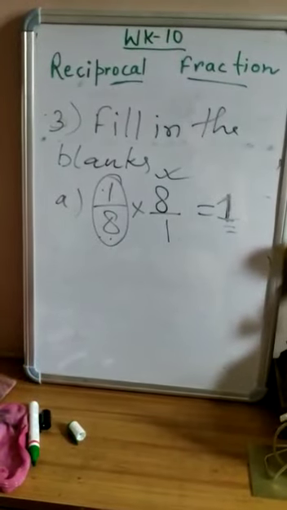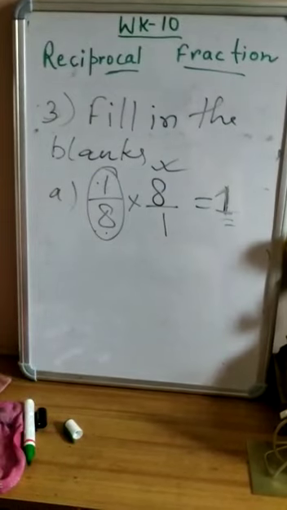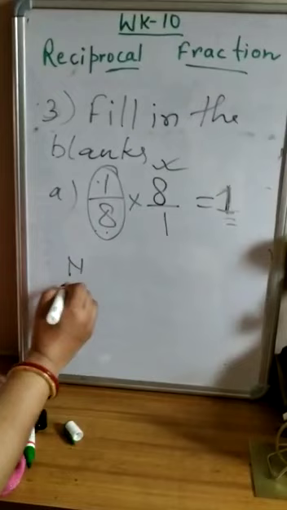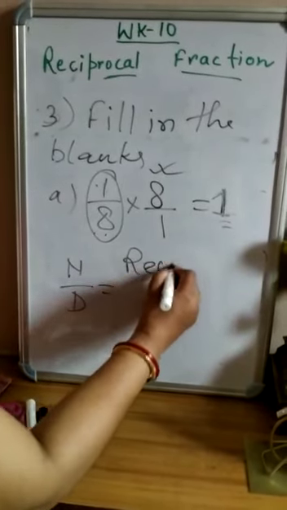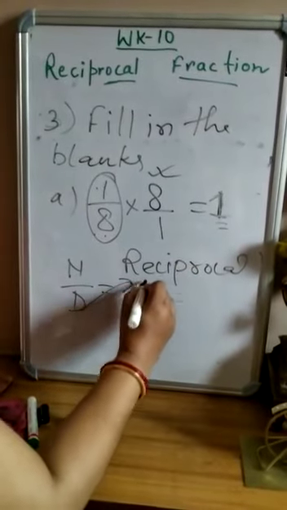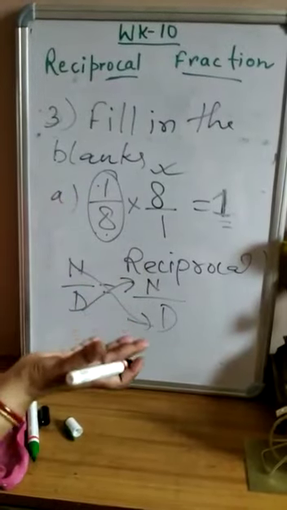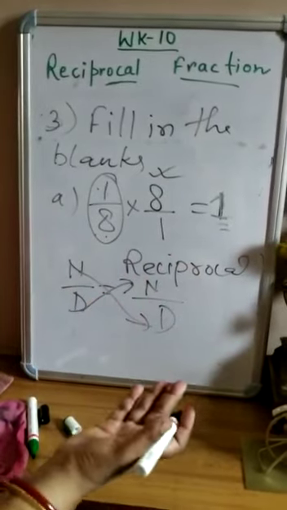So all these things you have to remember: what is the reciprocal? How will we get the reciprocal? We interchange the position of the numerator and denominator. If we want to get the reciprocal of this fraction, the denominator will become the numerator and the numerator will become the denominator. We interchange the position of the terms, then we get the reciprocal of the fraction.